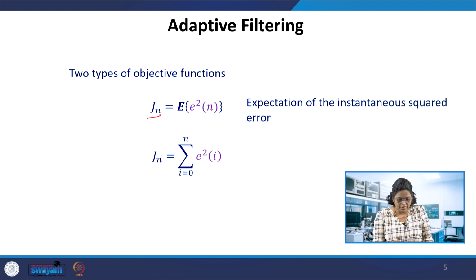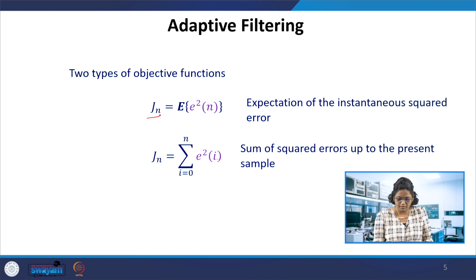The second category of objective function can be the sum of e square i, which is summing up the squared error up to the present sample. So i equal to 0 to n: e square 0, then i equal to 1, e square 1, and so on. So we sum up the squared error up to the nth sample and try to minimize that as a cost function. So there are two categories. Depending on that, mean square algorithms and least square algorithms are possible using these objective functions.